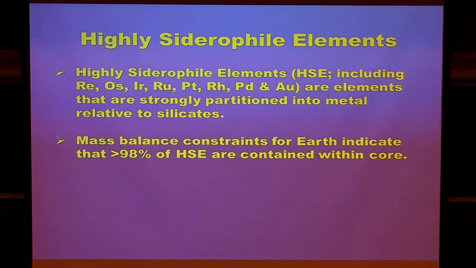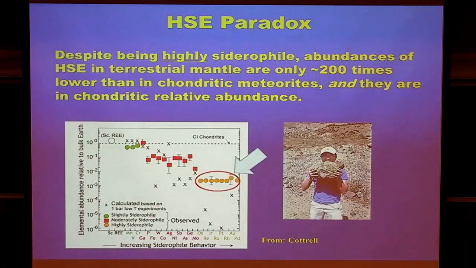And the term highly siderophile means these are elements that are really, really strongly partitioned into metal. So where are these elements located in this planet? By and large, about 98% of the Earth's highly siderophile elements are sitting in the core right now. Okay, so this is the paradox, the problem that's involved with highly siderophile elements.